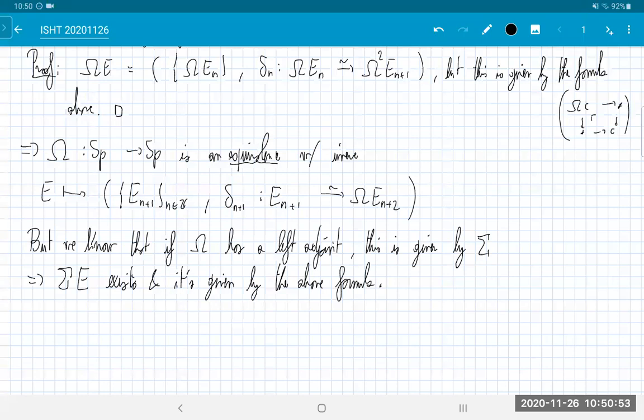This is perhaps a small trickery, but it works. I'm actually not sure whether we're ever going to need to use this particular proof of the existence of the suspension. But since we're going to need to use that omega is an equivalence, I might as well notice that this implies that the suspension exists.